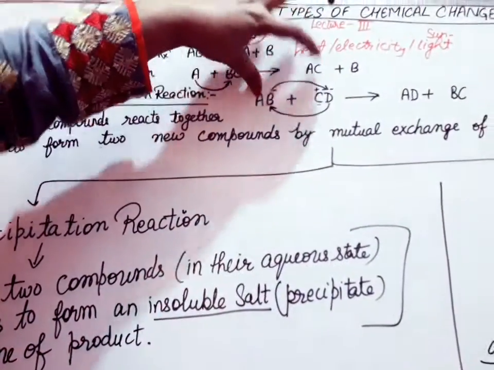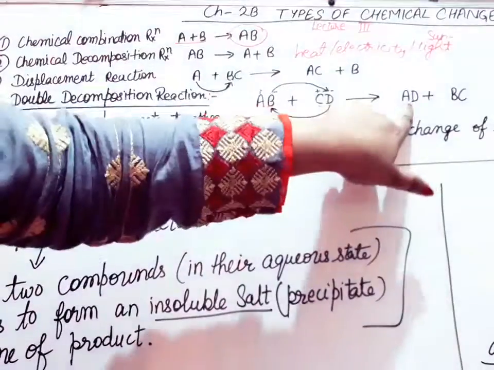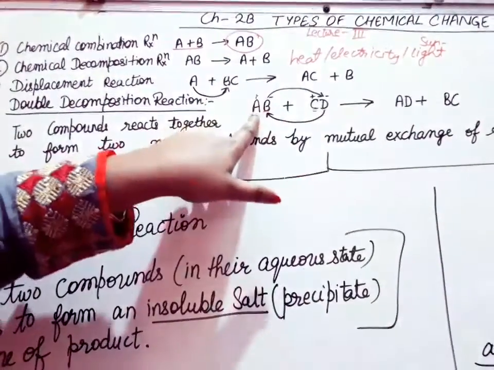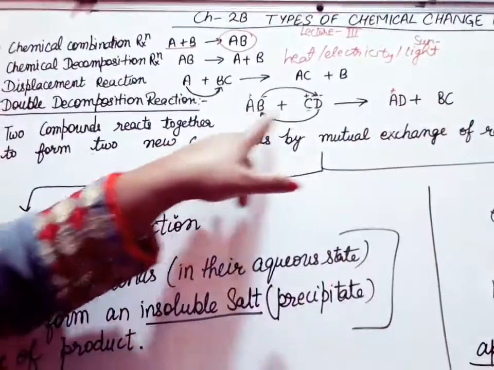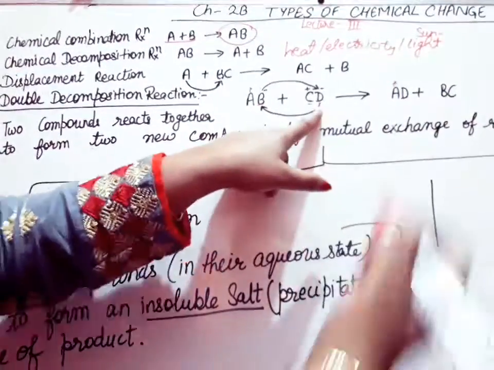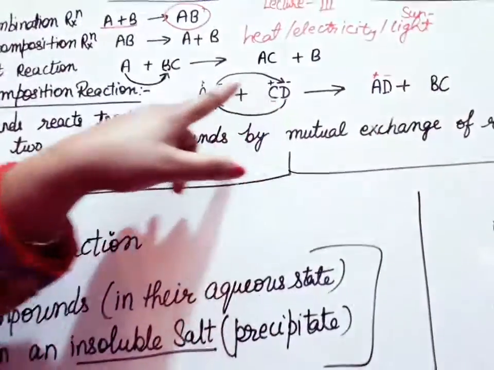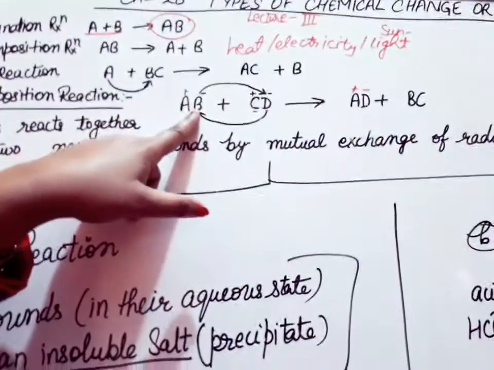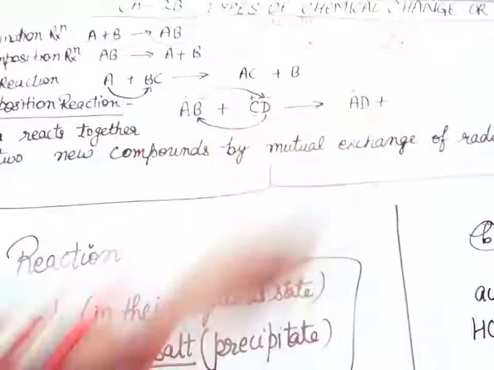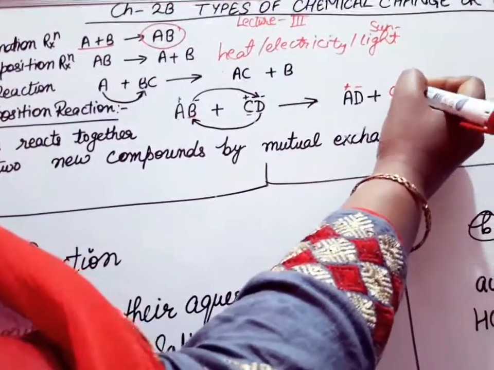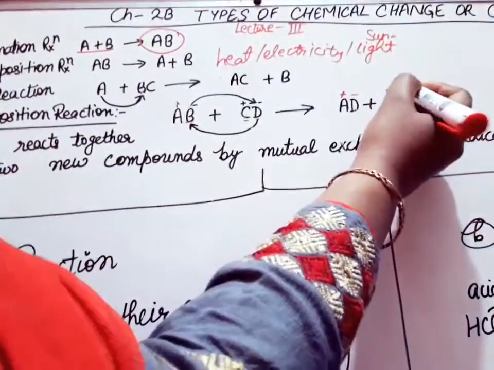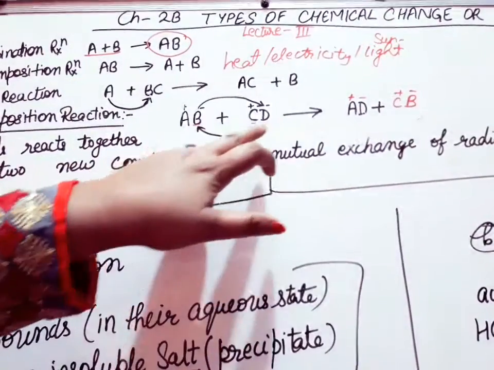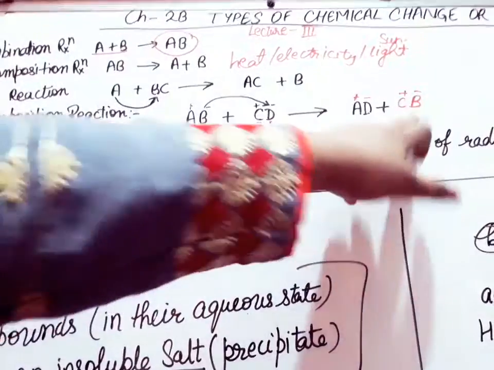So A positive ion. We always write the positive ion first. So A is positive, and D will come with A. AD. D is negative. And here B is negative. B we will write after. So CB. CB will be the product. C positive and B negative. So AD and CB are the products.